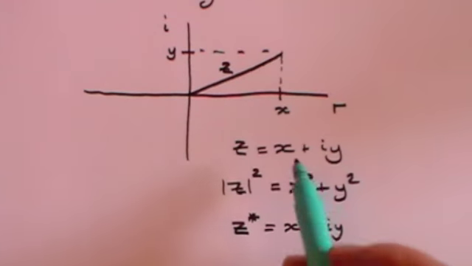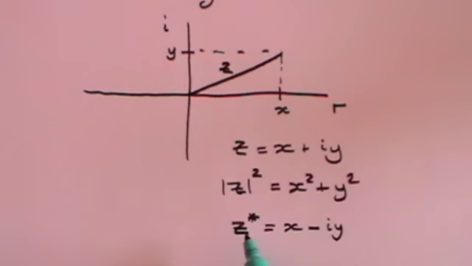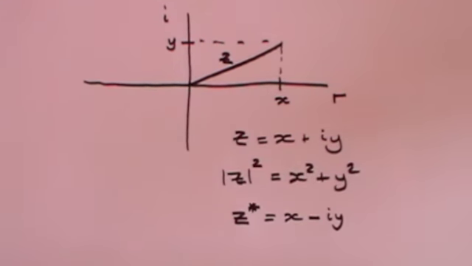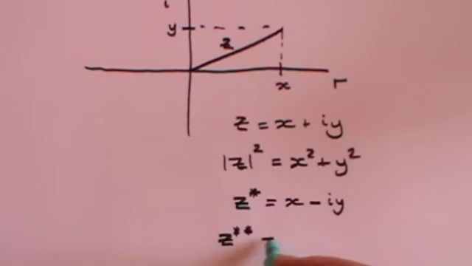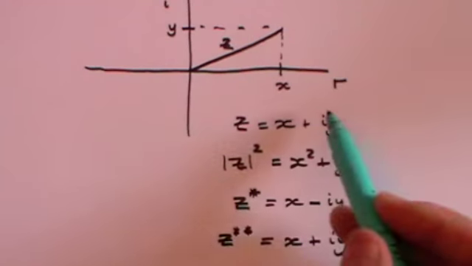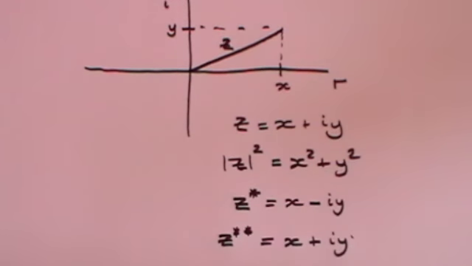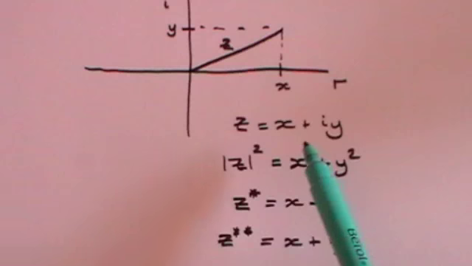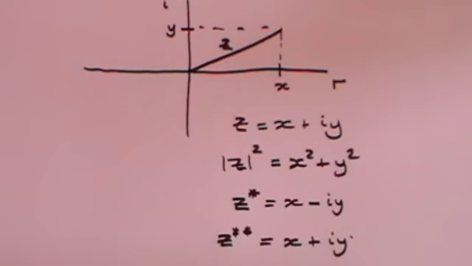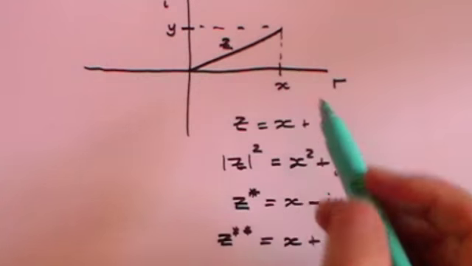So if z is x plus iy, the complex conjugate is x minus iy. And you can, I think, fairly easily see that if you take the complex conjugate twice, you change the sign again and you get back to where you started. So the complex conjugate of a complex conjugate is the number you started with.